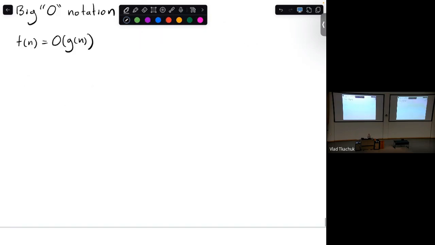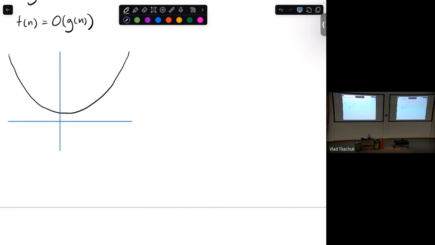I'll draw a plot first. Suppose you have some function, and we're going to pick our favorite kind of function, which is the squared function. Maybe it looks like this. Okay, pick some squared function. Let's say this function here is f(n), and it's equal to 2n squared plus 3. So this point here is 3.